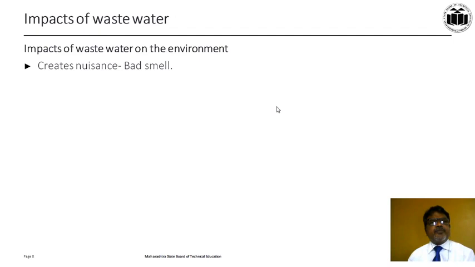Now we will study various impacts of wastewater. There are two types of impacts. First is impacts on environment and second is impacts on public health. So first we have to study impacts of wastewater on environment. It creates nuisance in the environment. Nuisance means bad smell. It pollutes water resources. Wastewater pollutes surface resources as well as underground water resources.